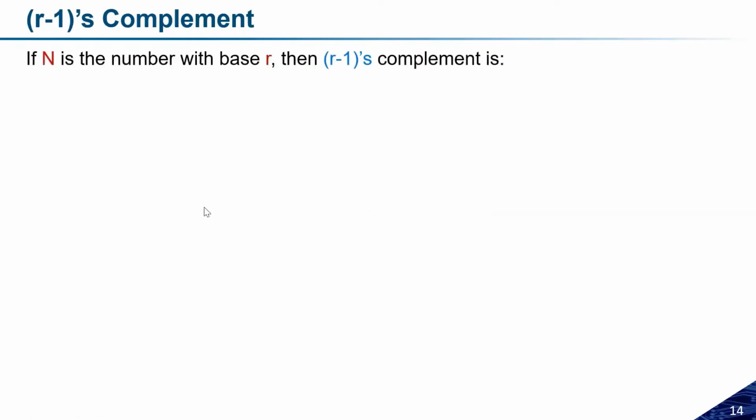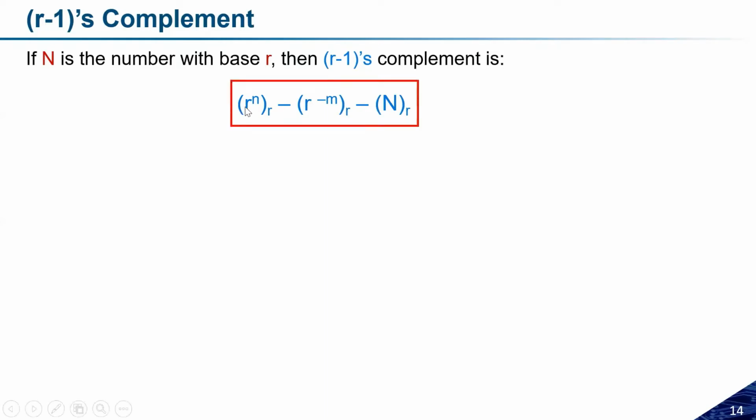Suppose I have a number N with a base r. Then if I have to calculate the r minus 1's complement of that number N, this is the simple formula to calculate it, where r is the base, small n is the number of digits in the integer part, m is the number of digits in the fractional part, and capital N is the number of which we have to calculate r minus 1's complement. This is the important thing you should know.